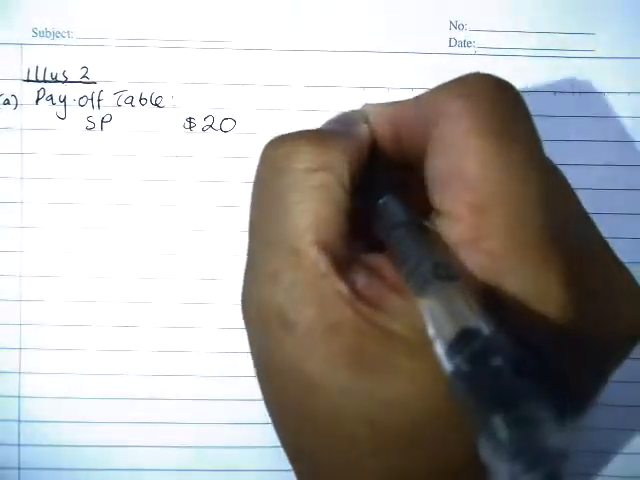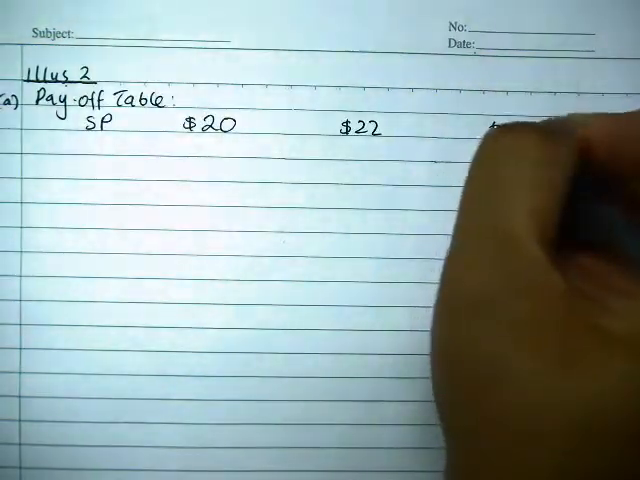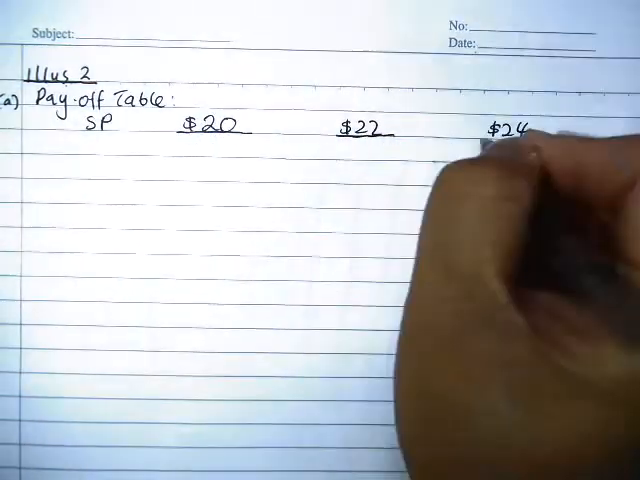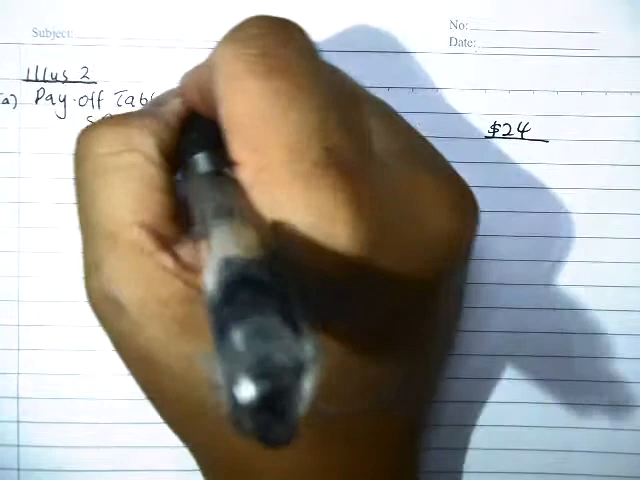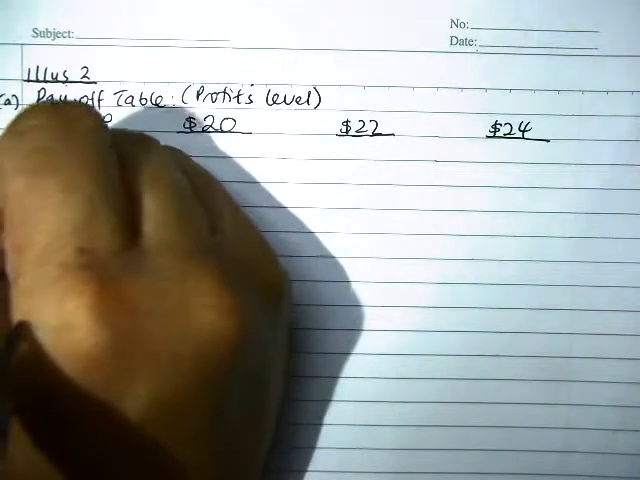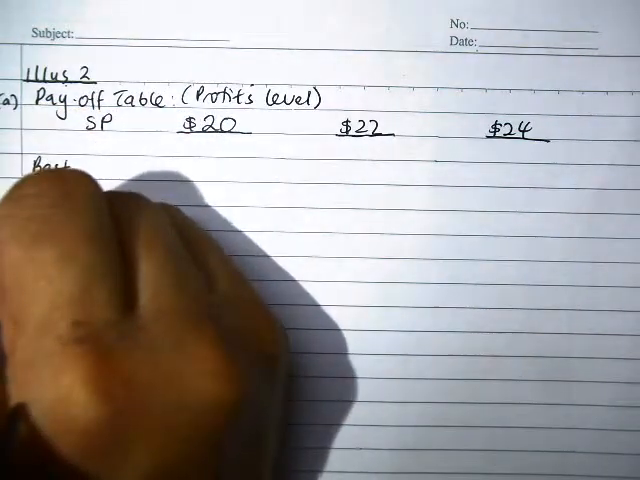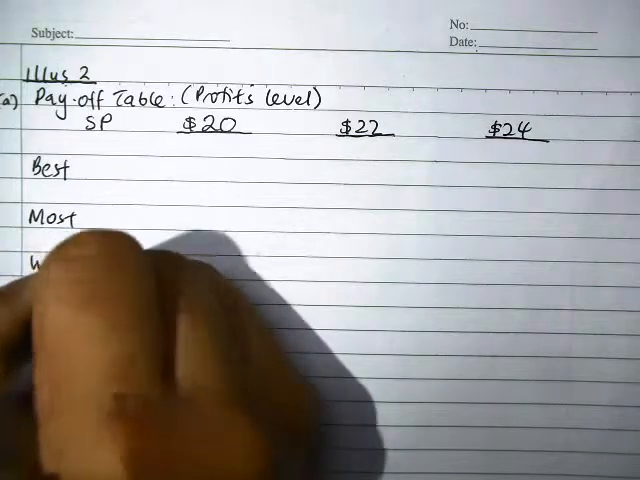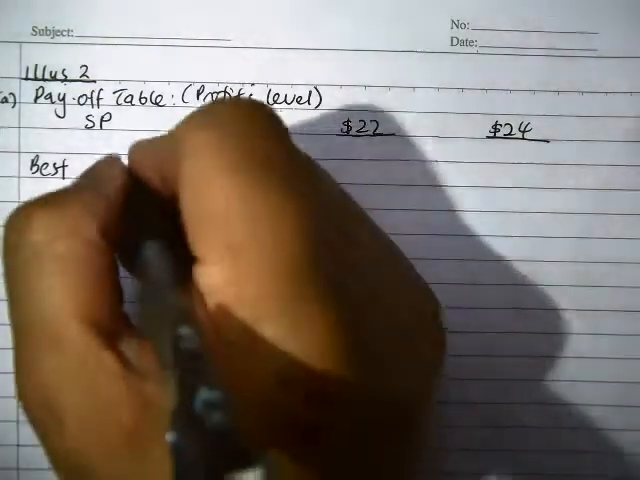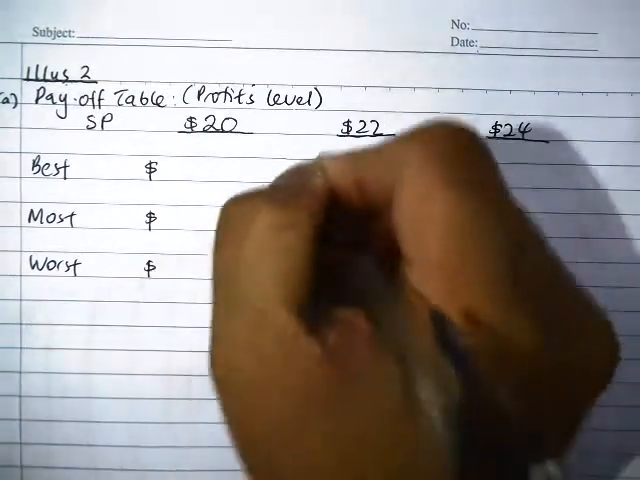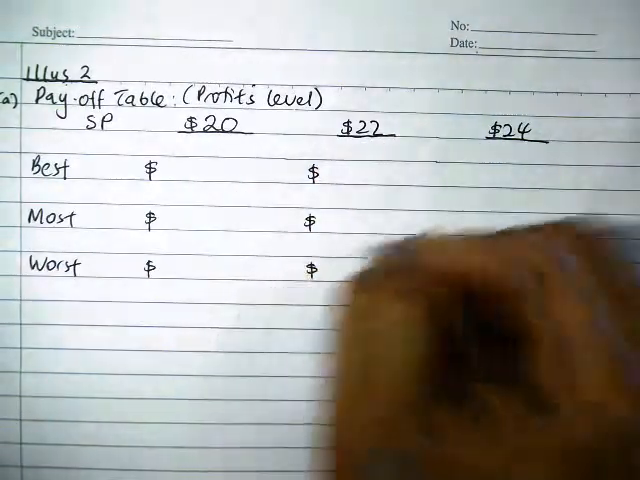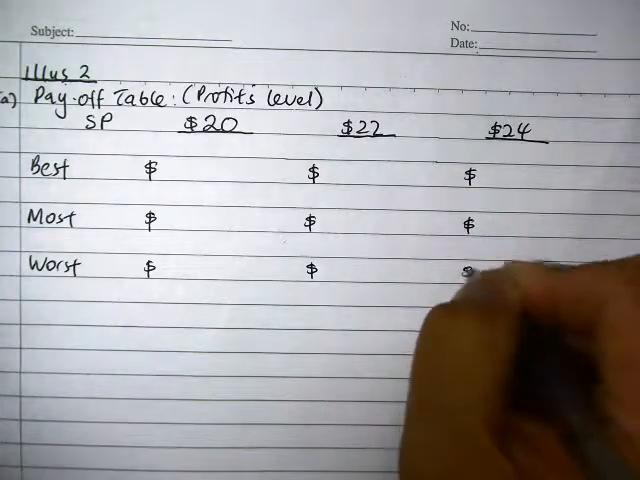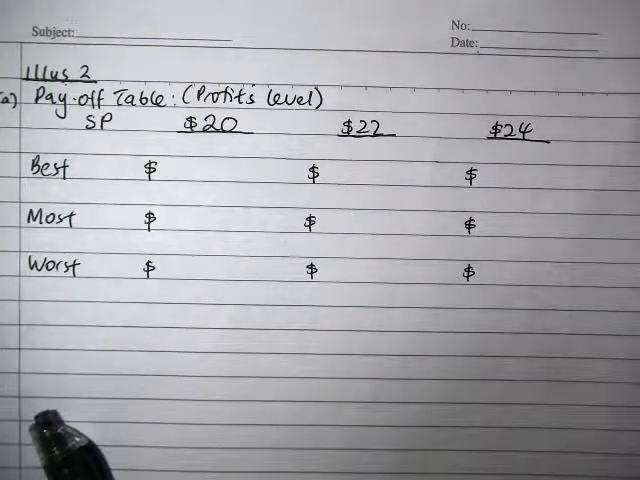Payoff table. Showing, for each selling price, the profit levels for best, most likely, worst. So you have 9 figures to calculate: 1, 2, 3, 4, 5, 6, 7, 8, 9. Right, you quickly start.